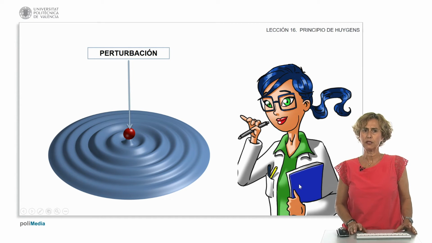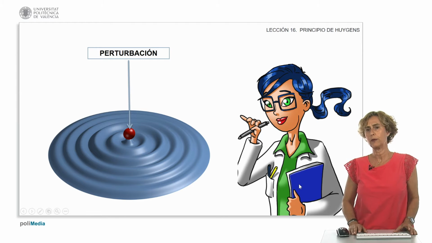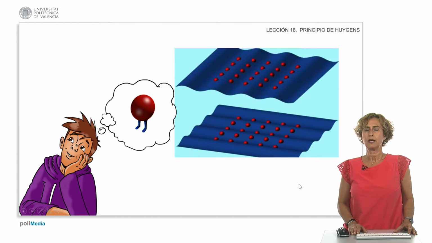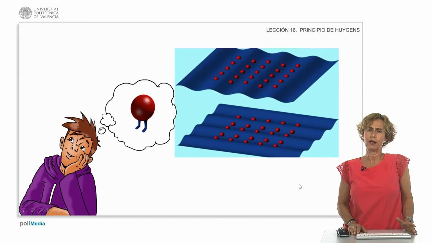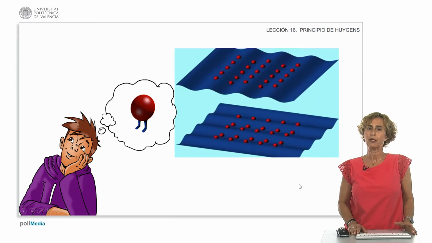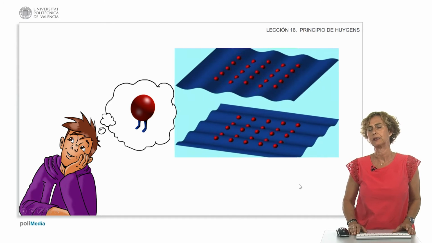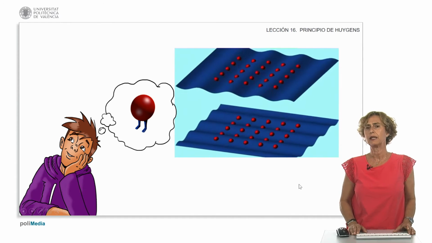In the previous lessons we had already seen what a disturbance was. Let's move on to this. Jota wonders, well, the perturbation propagates, but what happens to the matter? Well, as we already know, the perturbation, that is, the energy, is propagating. However, we see that the pellets remain in place. This tells us that matter does not propagate when the waves propagate.